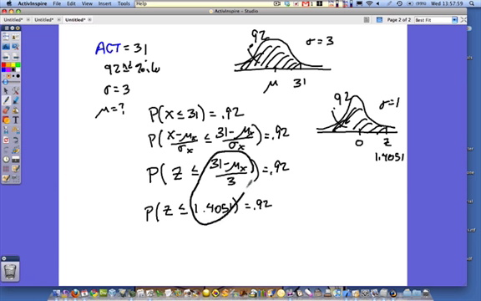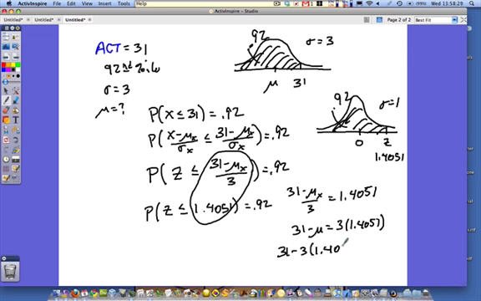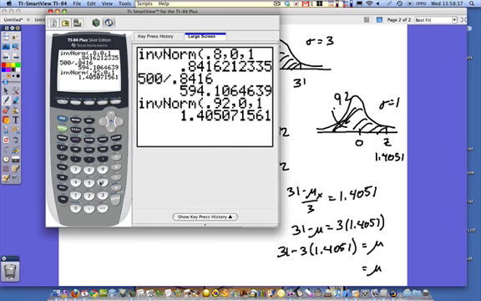These two values here must be the same, and therefore we'll equate them. (31 minus mu of x) over 3 equals 1.4051. So 31 minus mu is 3 times 1.4051. Okay, I'll bring the mu to this side and this term to that side. So 31 minus 3 times 1.4051 equals mu. And now we'll just go to the calculator and figure that out.